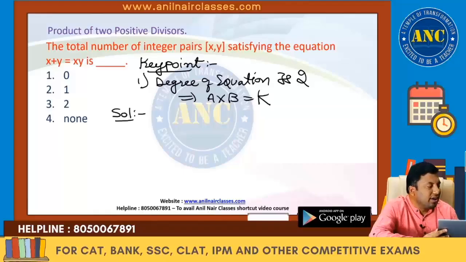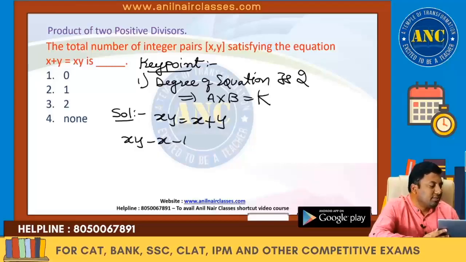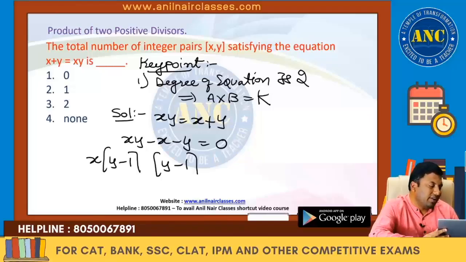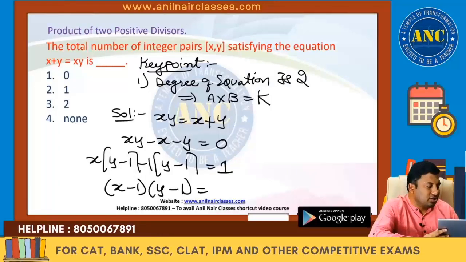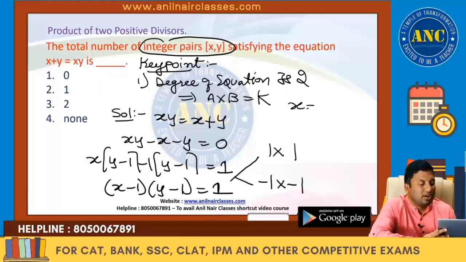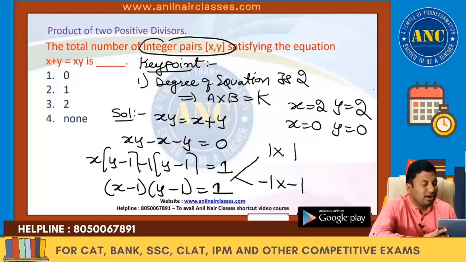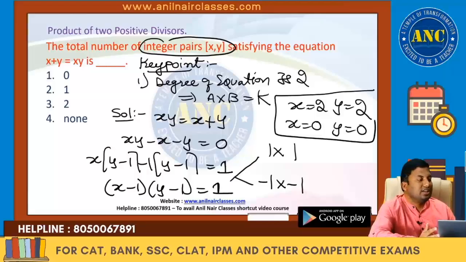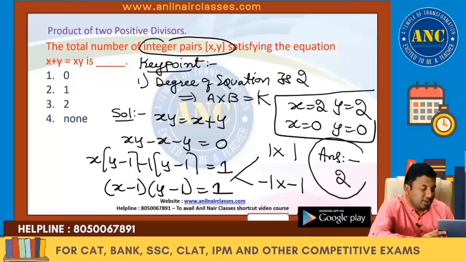Now the solution. xy has degree 2, so xy = x + y, xy - x - y = 0. Take x common: x(y - 1) - y = 0. Again, if I take -1 as common, it becomes (x - 1)(y - 1) = 1. The question is about integral pairs, so it can be written as 1 into 1 or -1 into -1. x - 1 = 1 gives x = 2, y = 2. x - 1 = -1 gives x = 0, y = 0. x and y are not in the denominator, that means both the values will satisfy. The answer for this question is 2.